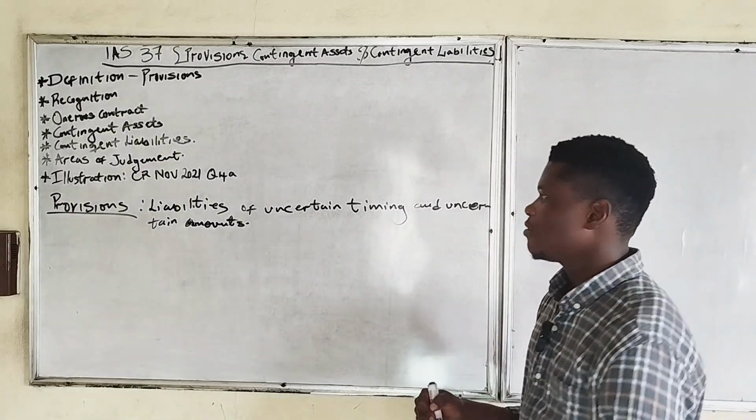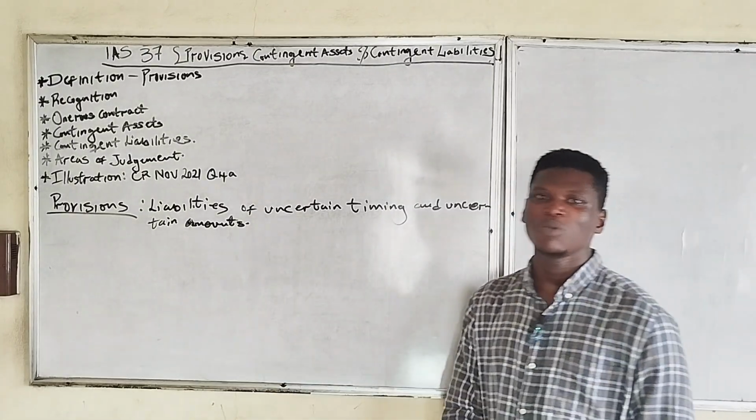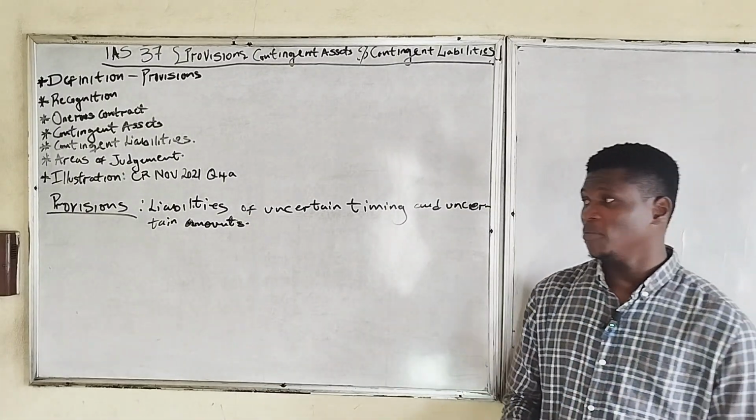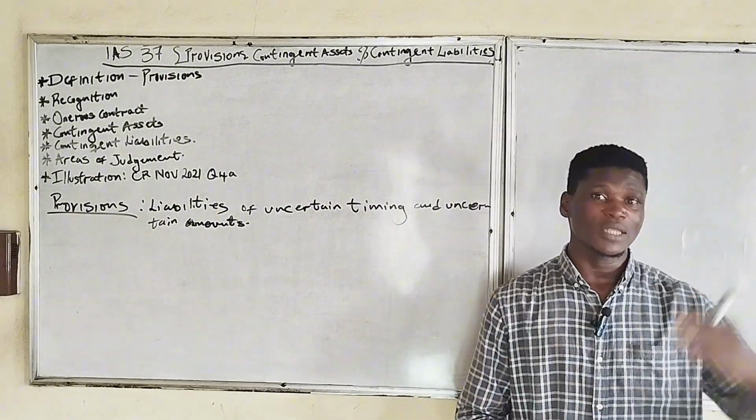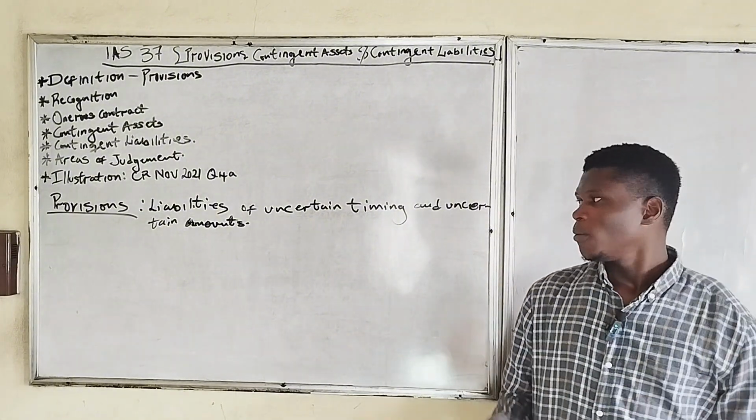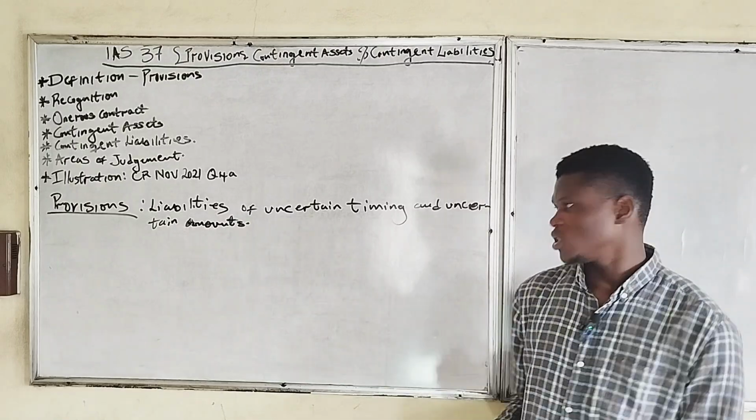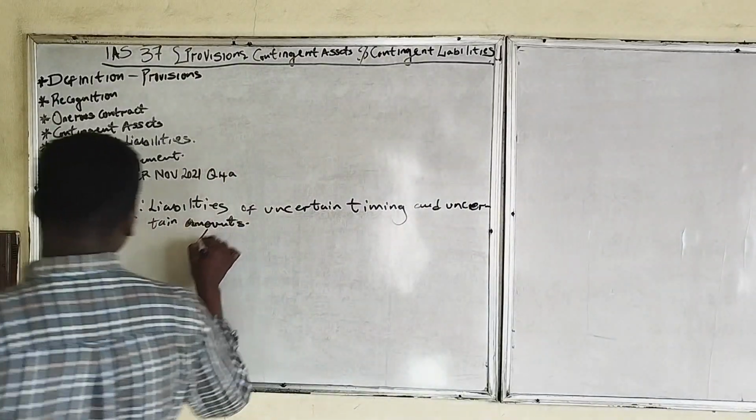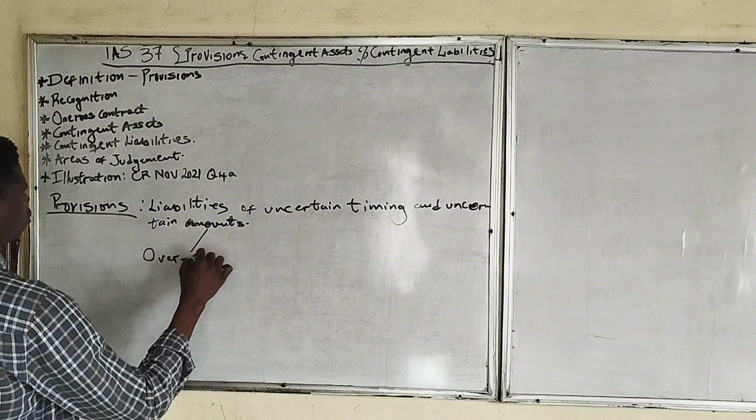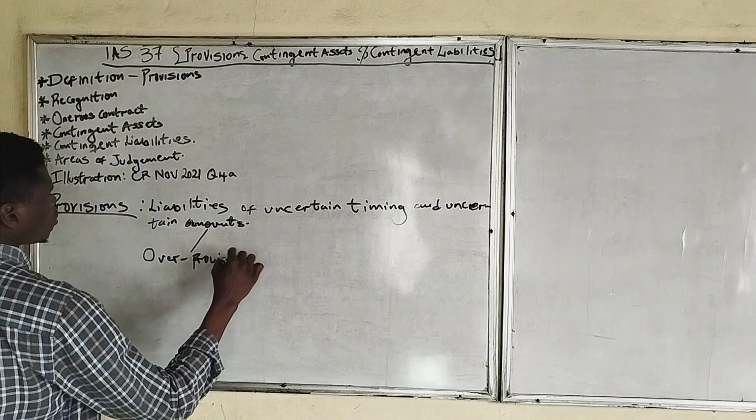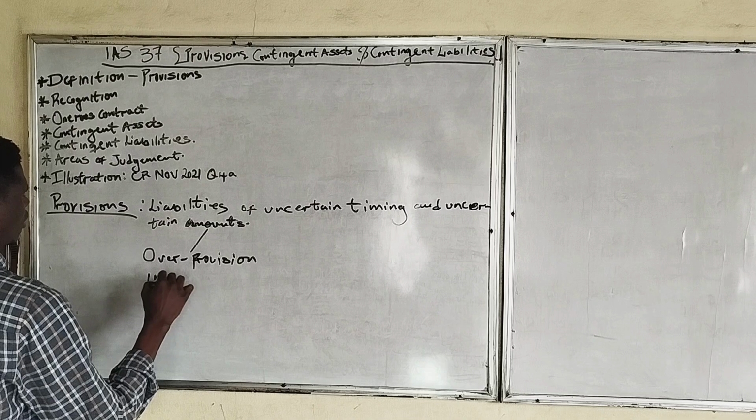If we have an uncertain amount, it means we may make an estimate or provide for an obligation which is going to take place at a particular time in the future, but we don't know the specific amount. This will lead us into over provision and under provision.